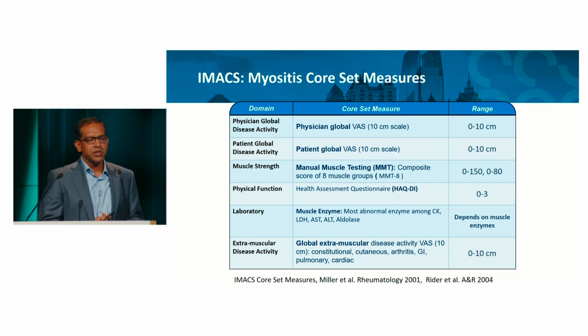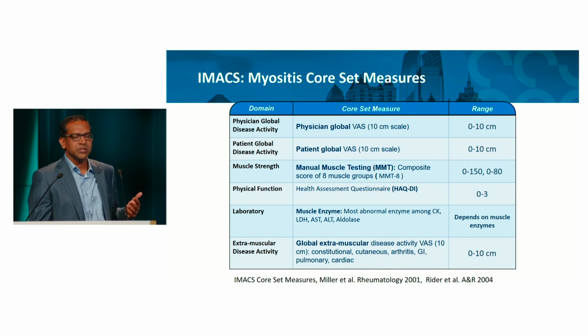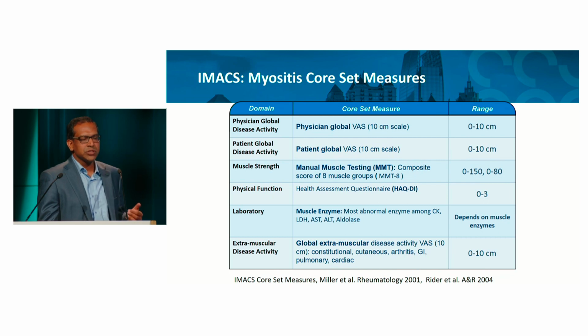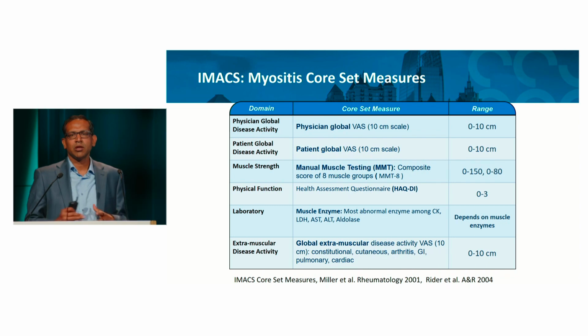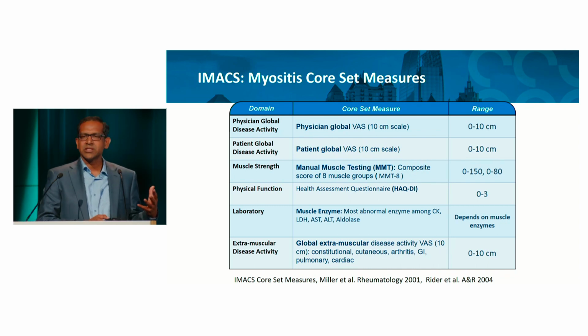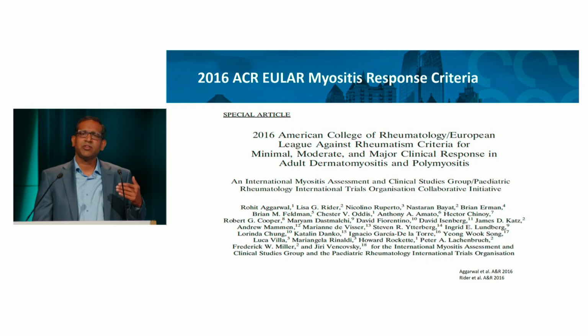These are physician global disease activity, where the physician says on a scale of 0 to 10 VAS scale how active the patient's disease activity is. Then patient global disease activity, a similar outcome for patients; muscle strength testing on MMT; physical function or disability through the health assessment questionnaire, which is a patient-reported outcome; lab testing with muscle enzymes; and extramuscular global, which means everything other than the muscle, tell me on a scale of 0 to 10. So as you can see, it's highly subjective, but it works. And these are the 6 different core set measures.